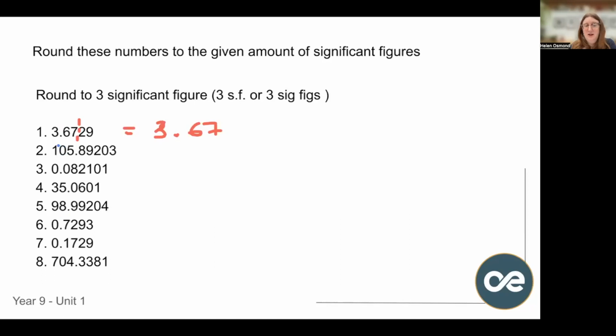So 1, 2, 3 significant figures. This 0 here counts as a significant figure because it's inside the number. So I'm drawing my line in here. The 8 means I'm going to round up. So I get 106. Okay. As previously, these zeros before the 8 don't count as significant figures. So 1, 2, 3. So let's change the pen so you can see the different colours. This is 3 significant figures, and it's a 0 afterwards.